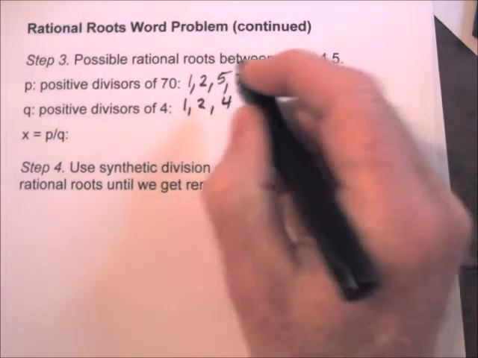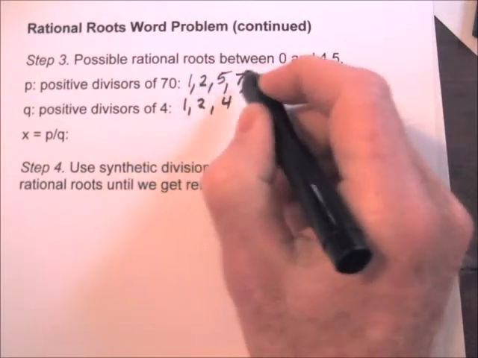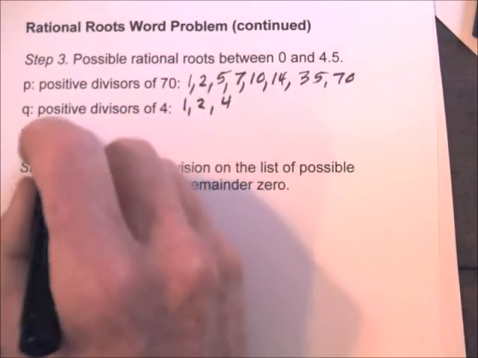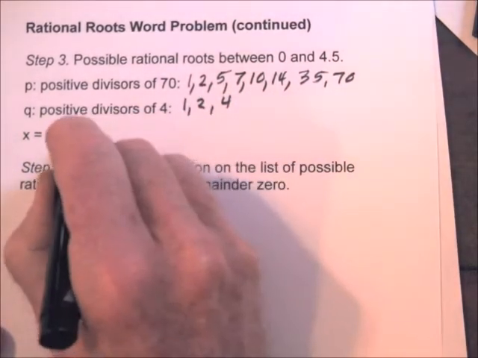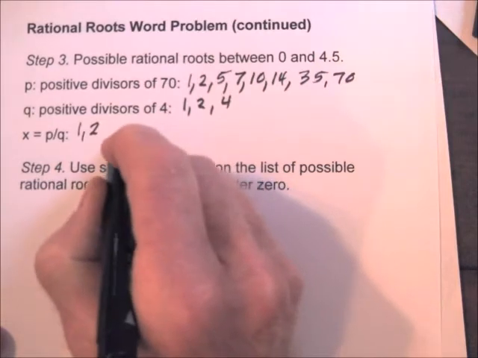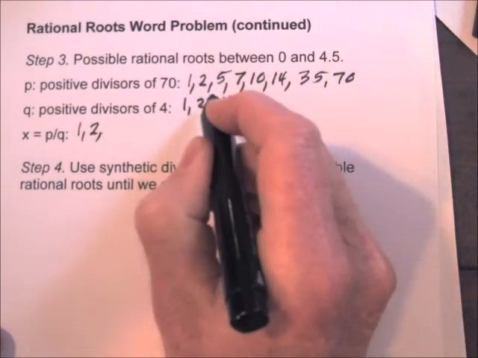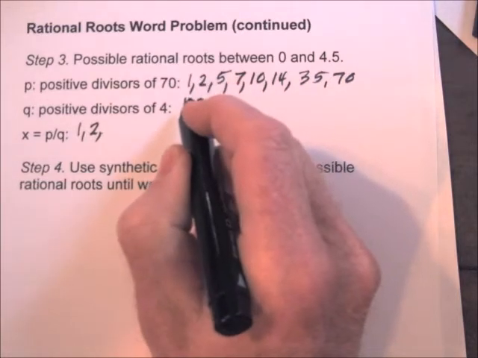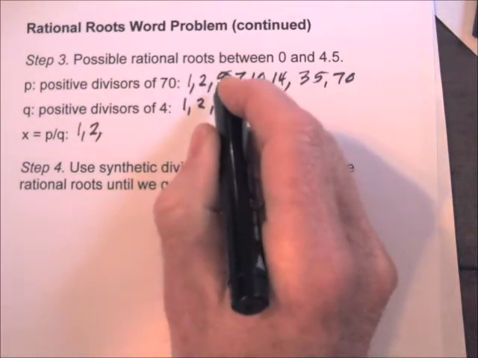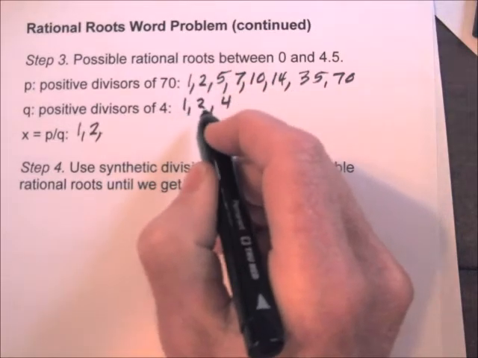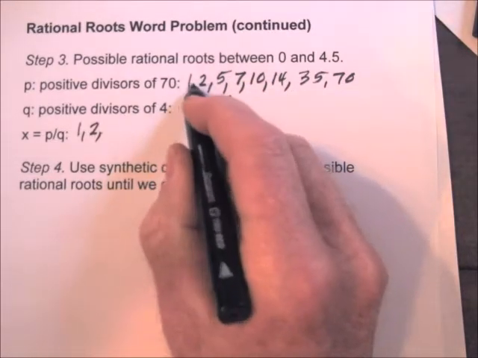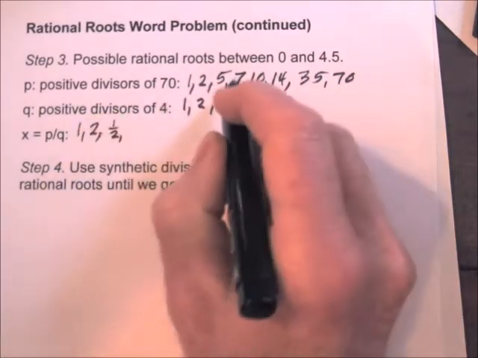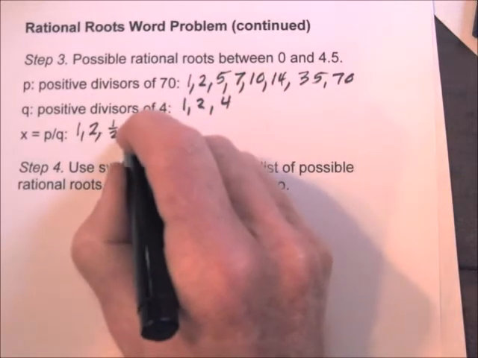And then x has to be p divided by q. So p is 1, 2, 5, 7, etc. q is 1, 2, and 4. So if we divide by 1, 1 divided by 1 is 1, 2 divided by 1 is 2, 5 divided by 1 is 5, which is already too big. x has to be less than 4.5, so we don't need 5 divided by 1. So let's go on to denominator 2. We have 1 divided by 2. 2 divided by 2 is 1, which we already have on our list. 5 divided by 2.